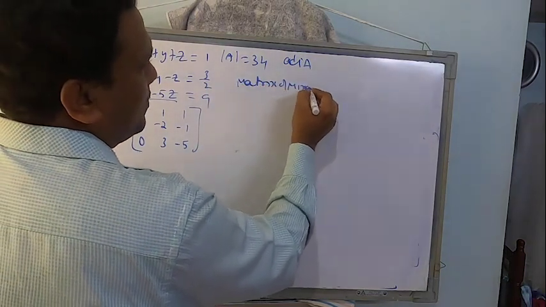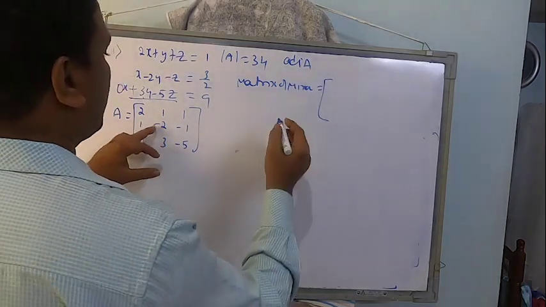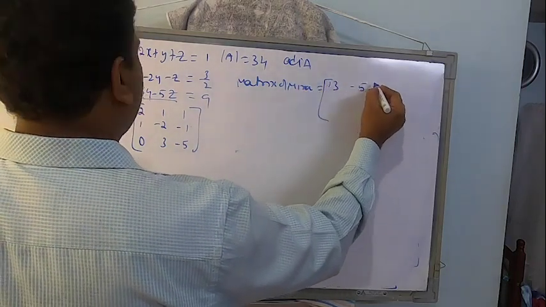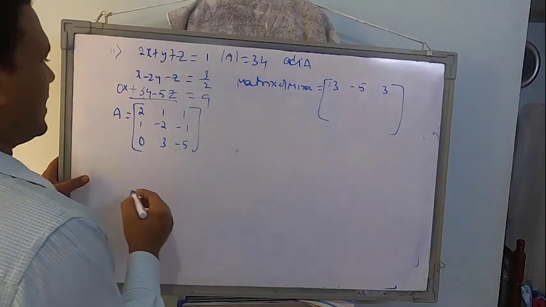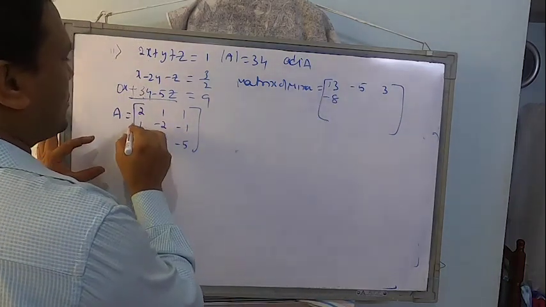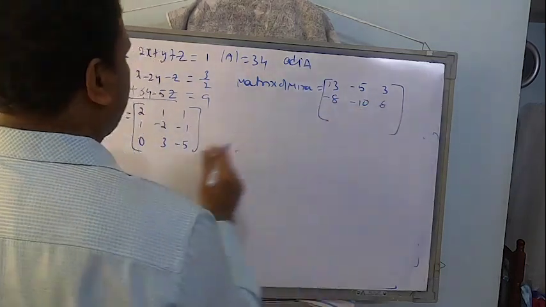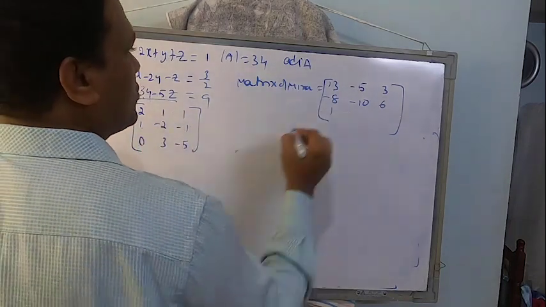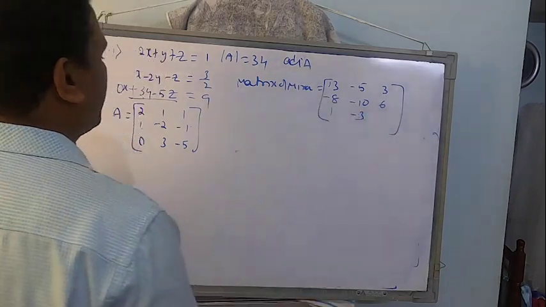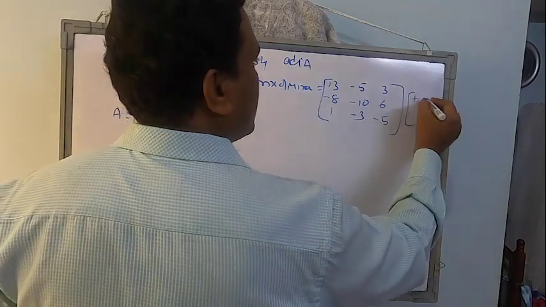matrix of minus. So it's going to be for the first row. So it's going to be 10. 10 plus 3, 13, and this will be minus 5, and this will be 3. And for the second row, minus 5 minus 3, that's minus 8. For minus 2, it's going to be minus 10, and for minus 1, it's going to be 6. And for 0, minus 1 plus 2, that's 1. For 3, minus 2 minus 1, that's going to be minus 3. Correct. And for minus 5, that's minus 5. So multiply this with sign matrix.